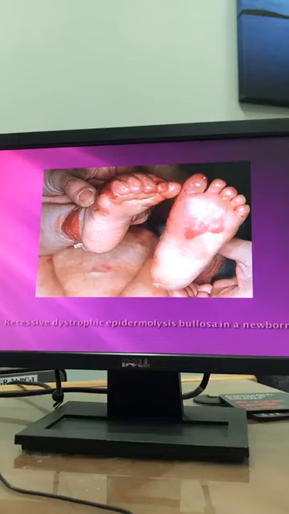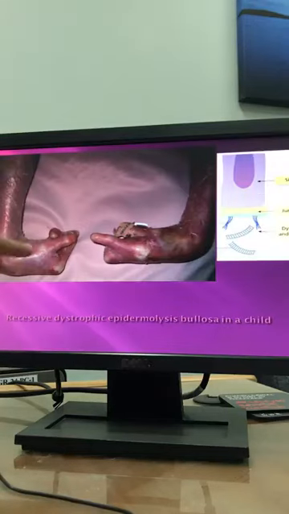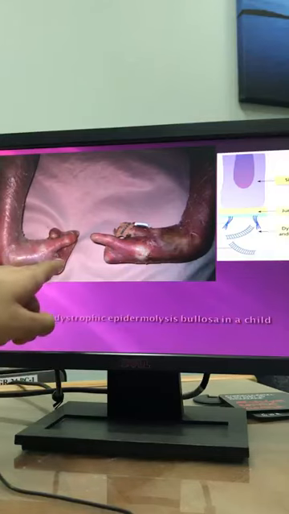So this is a picture of recessive dystrophic epidermolysis bullosa. As you can see here, the blistering. And one of the main complications in the recessive, which is the most severe, recessive dystrophic epidermolysis bullosa, is the development of the mitten deformity.